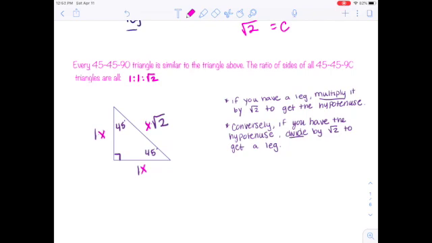If you have a leg, which is your side of 1, or 1x, you multiply it by root 2 to get the hypotenuse. So if you have a smaller side and you want the hypotenuse, just multiply it by root 2. And it doesn't matter which leg you have because they're the same. On the flip side, if you had a hypotenuse and you wanted to get the leg length back, you would just end up dividing by root 2 to get the leg.